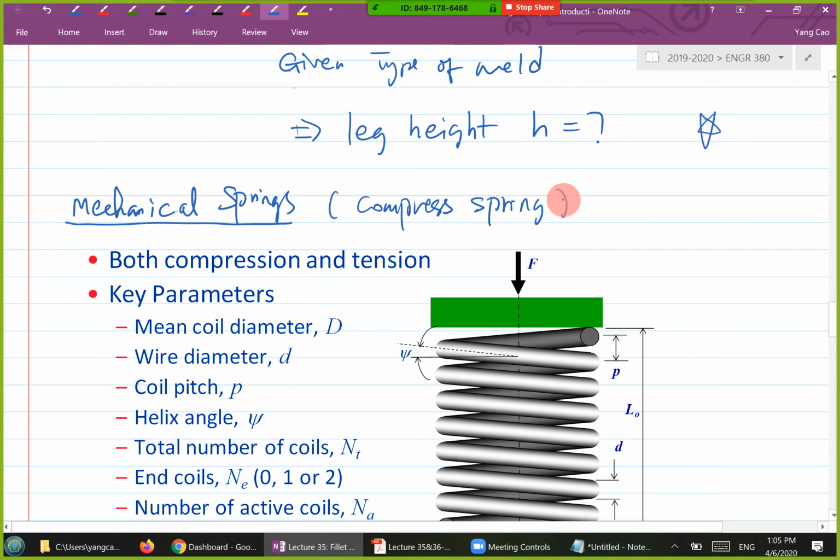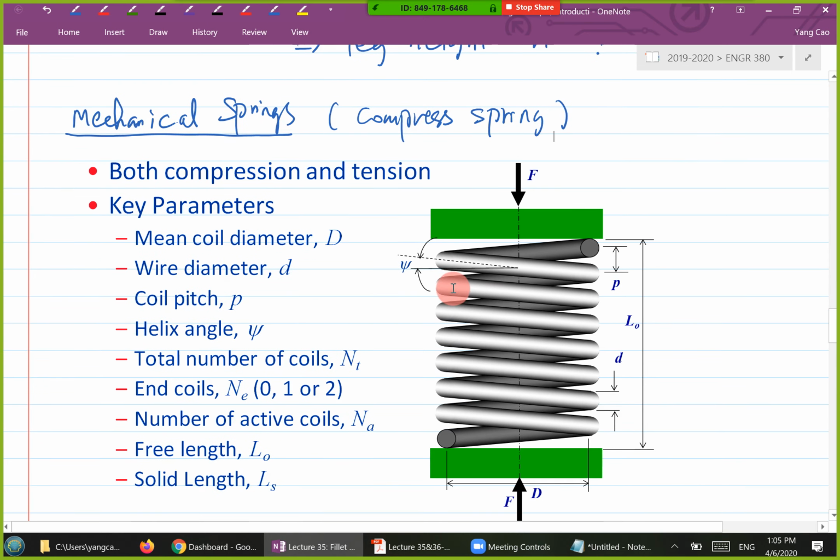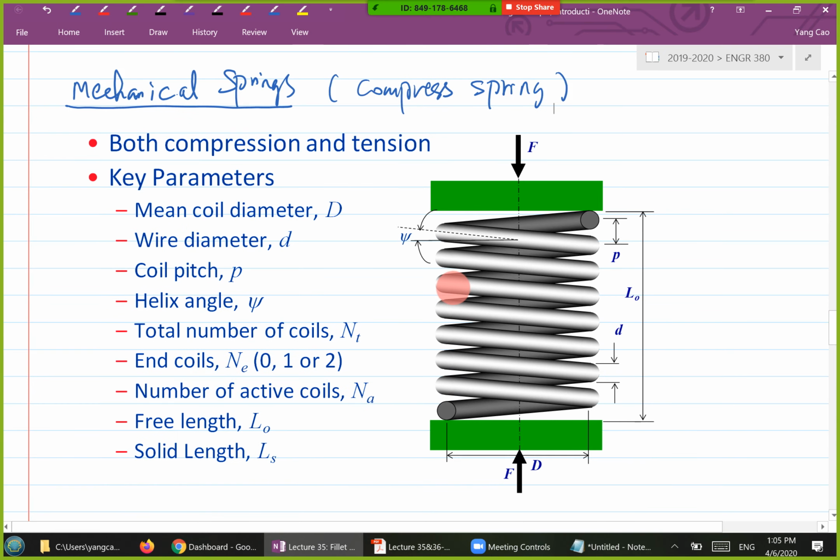Compression helical spring. Okay. So basically that means the spring can only be used in the situation of compression. Of course, there are other situations, like using it in tension, but I'm going to look at the compression ones here. So first, let's look at some of the key parameters relevant to springs. Here's a diagram showing all the key parameters.